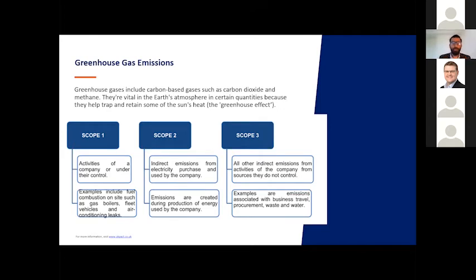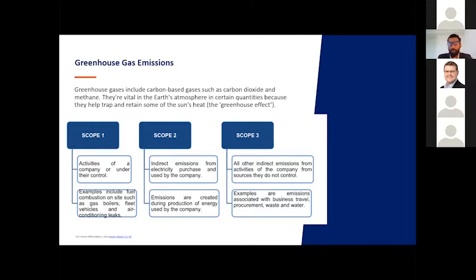So these could include the burning of fossil fuels on site in the operations of a company, either through gas boilers or other on-site energy generation. It also includes the vehicles that are part of a company's fleet, as well as air conditioning.